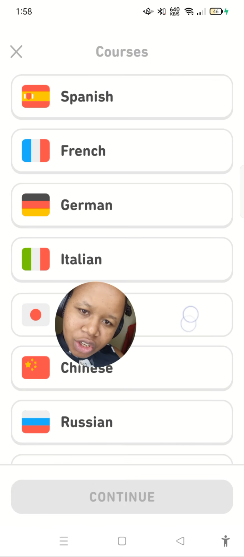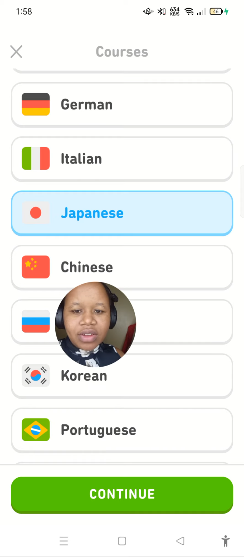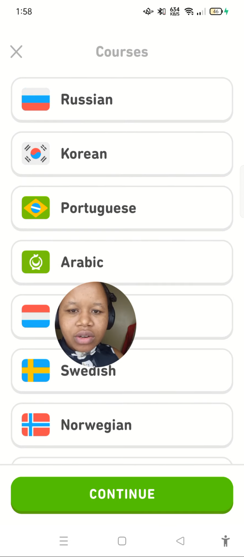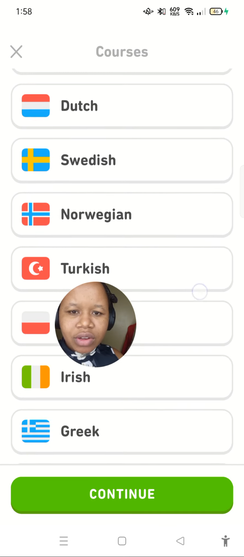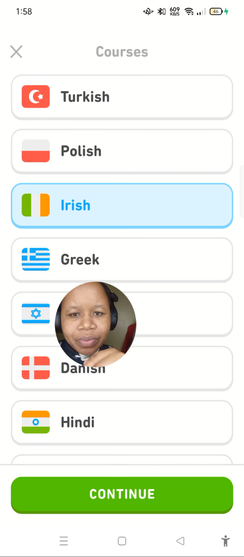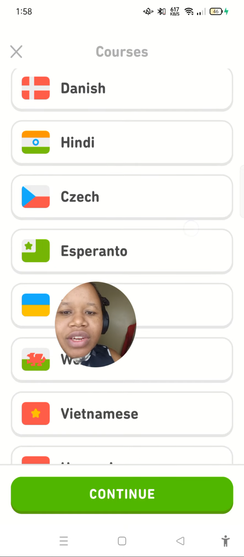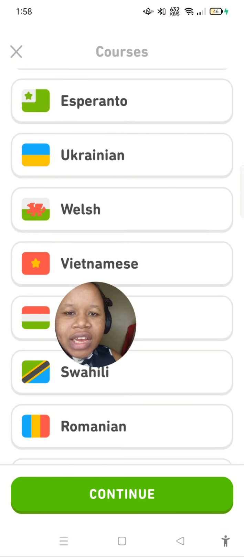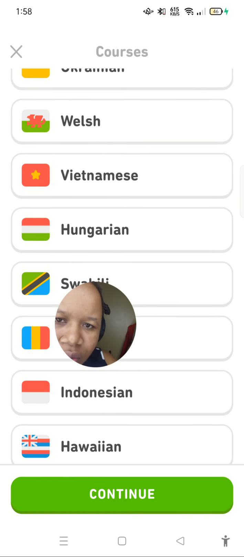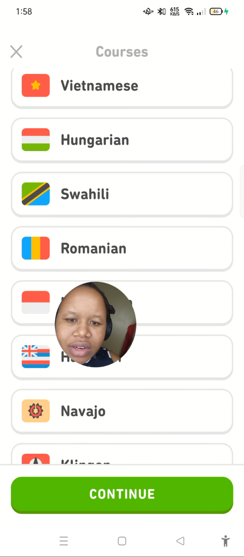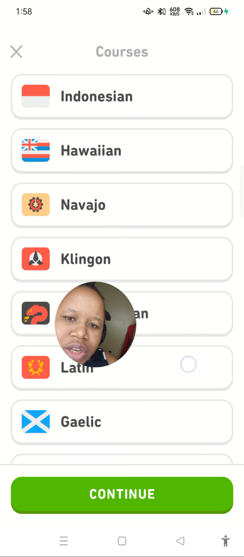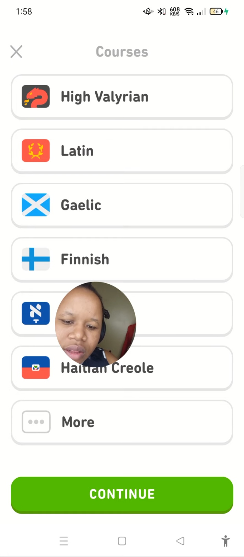You can learn Spanish, French, German, Italian, Japanese, Chinese, Russian, Korean, Portuguese, Arabic, Dutch, Swedish, Norwegian, Turkish, Polish, Irish, Greek, Hebrew, Danish, Hindi, Czech, Esperanto, Ukrainian, Welsh, Vietnamese, Hungarian, Swahili, Romanian, Indonesian, all these languages. And there are more languages to learn.